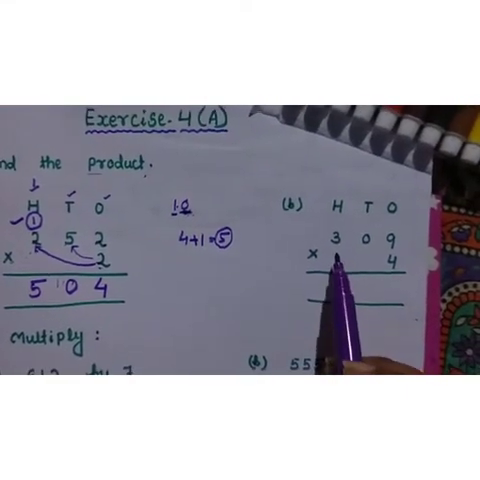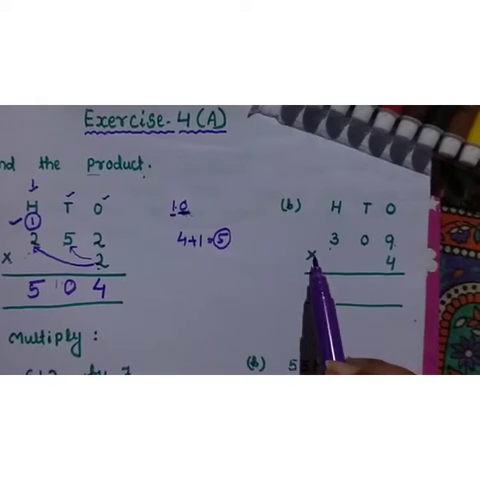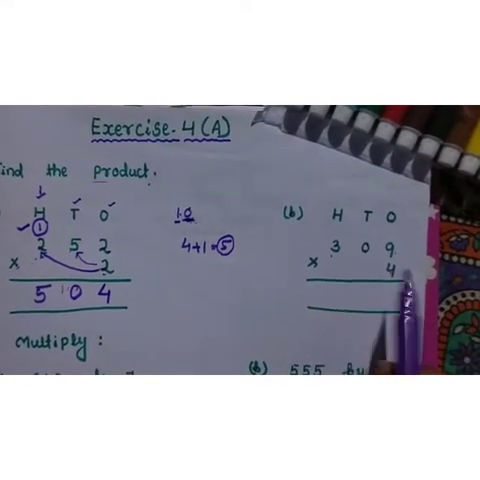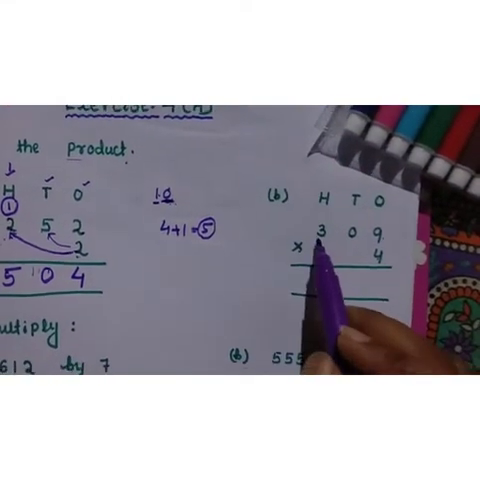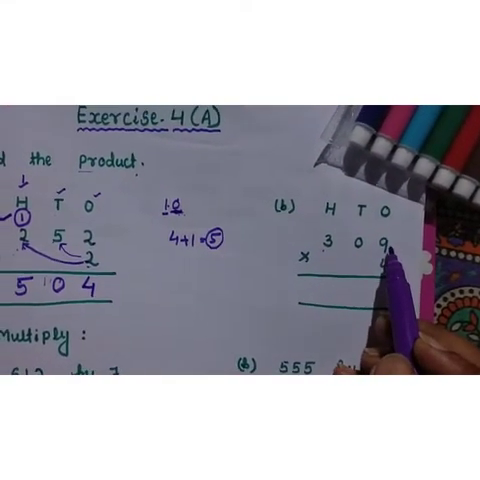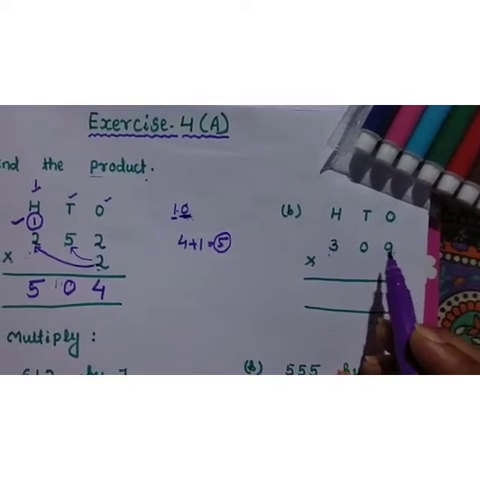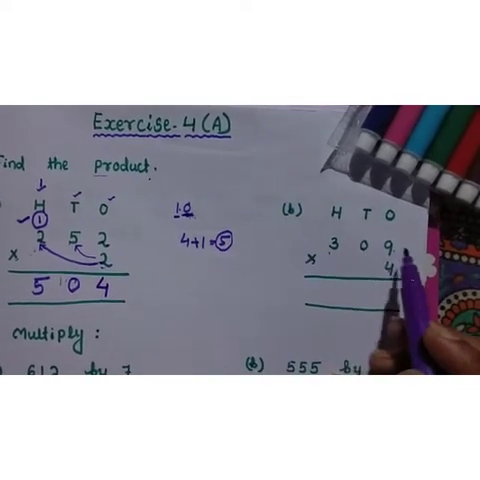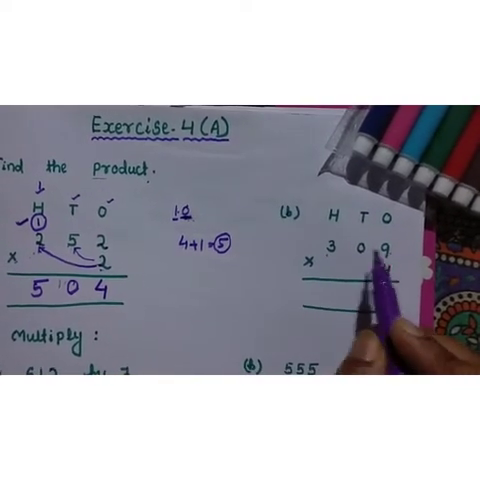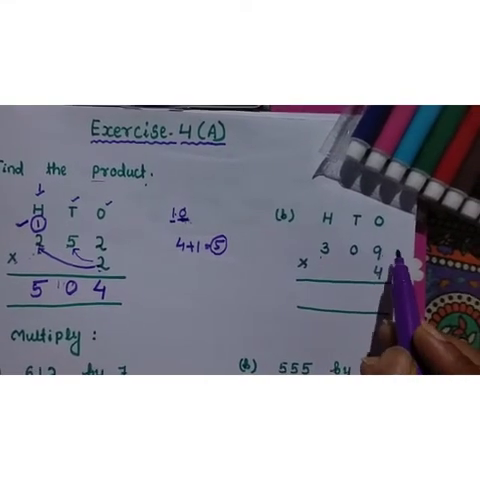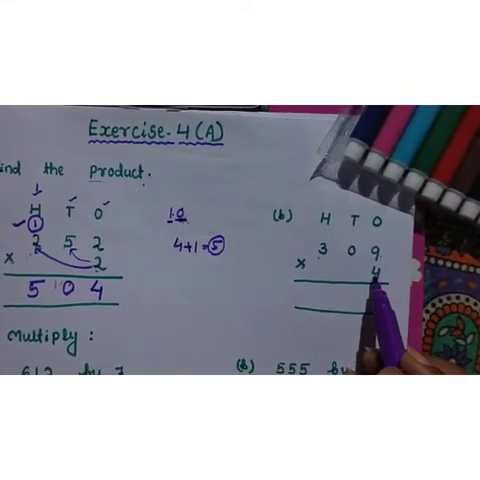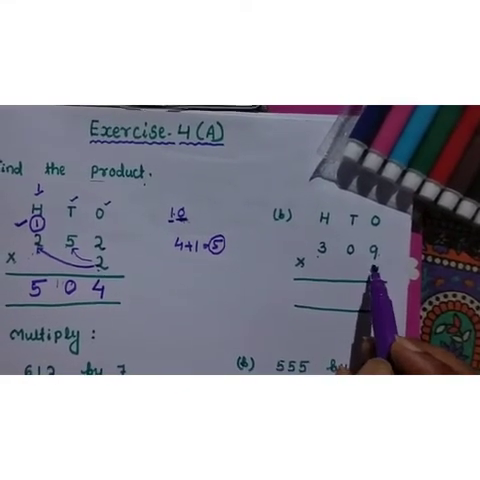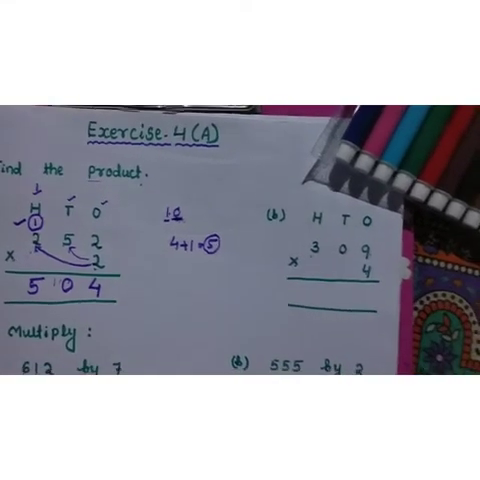Similarly, see another sum is given here. Here we multiply 309 by 4. You know students, 309 is called the multiplicand. Multiplicand means what? The number which we multiply, right? I already told you in your last class, right? So 309 is the multiplicand, and 4 is known as the multiplier. Multiplier means the number by which we multiply.